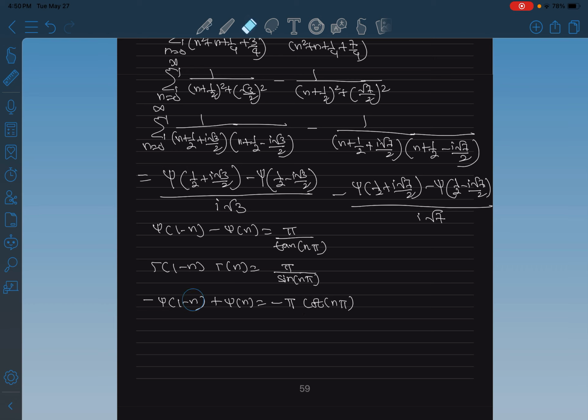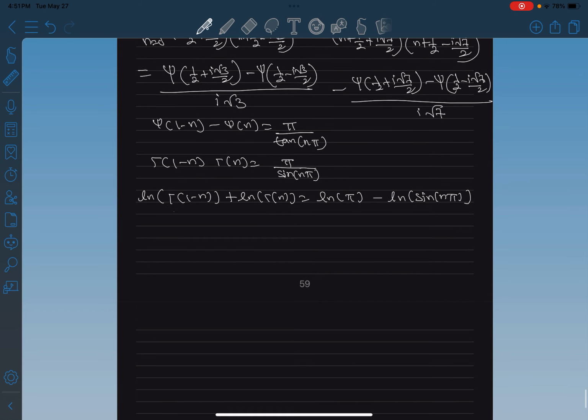Actually, I shouldn't really have skipped these steps over here. Let me show you. So basically, let me first take the log, right? This is getting messier now. Okay, wait, let me go slow actually. Log of pi minus log of sine of n pi, right?